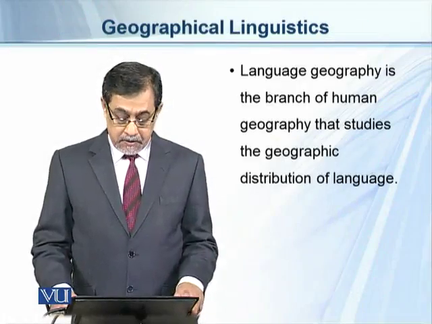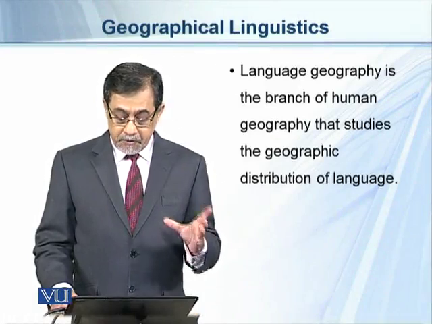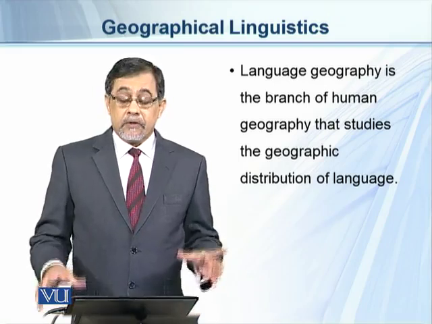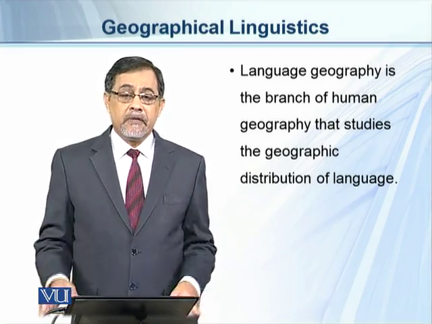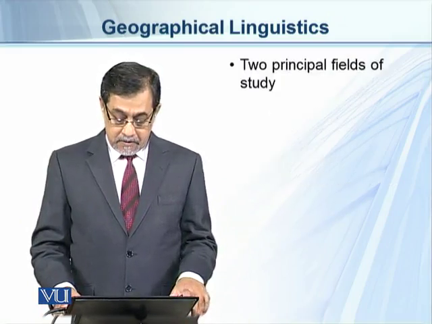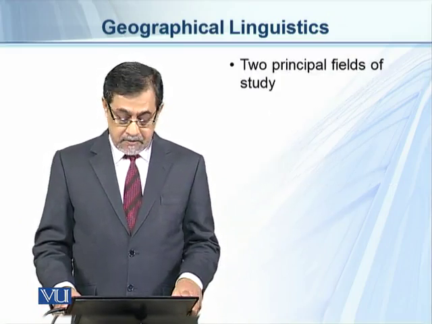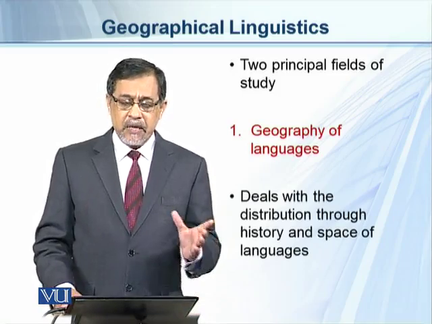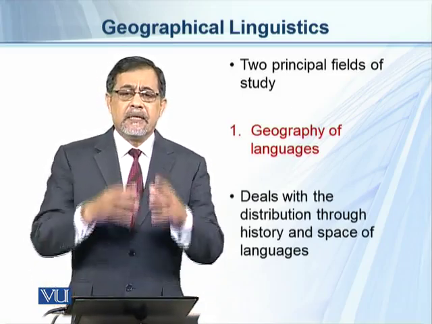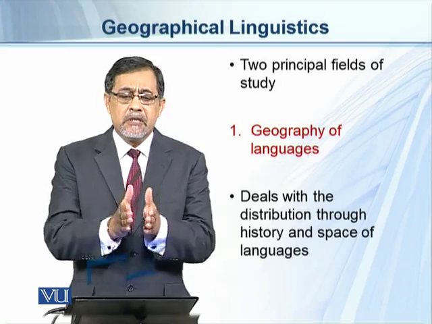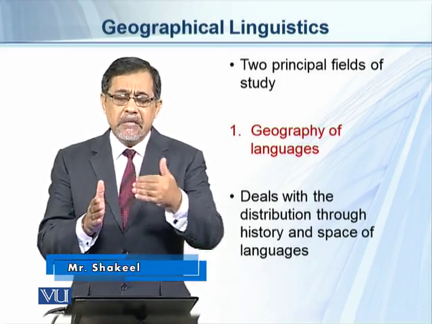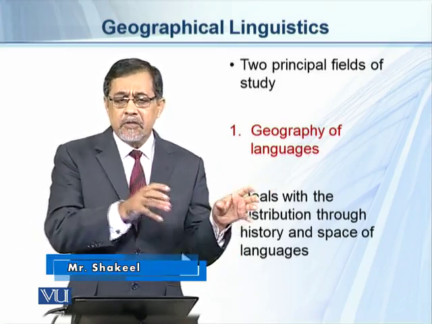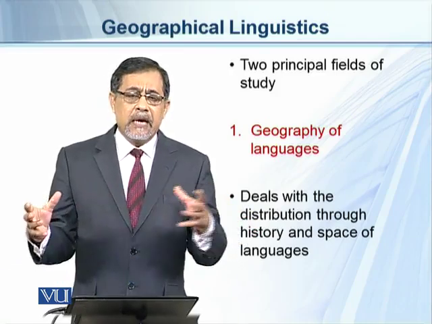Geographical linguistics. Language geography is the branch of human geography that studies the geographic distribution of language, and how language was distributed into different eras. There are two principal fields of study: geography of languages. It deals with the distribution through history and space of languages. It discusses how language was distributed in different periods of history, and then in different spaces, from one region to another region, from one country to another country.